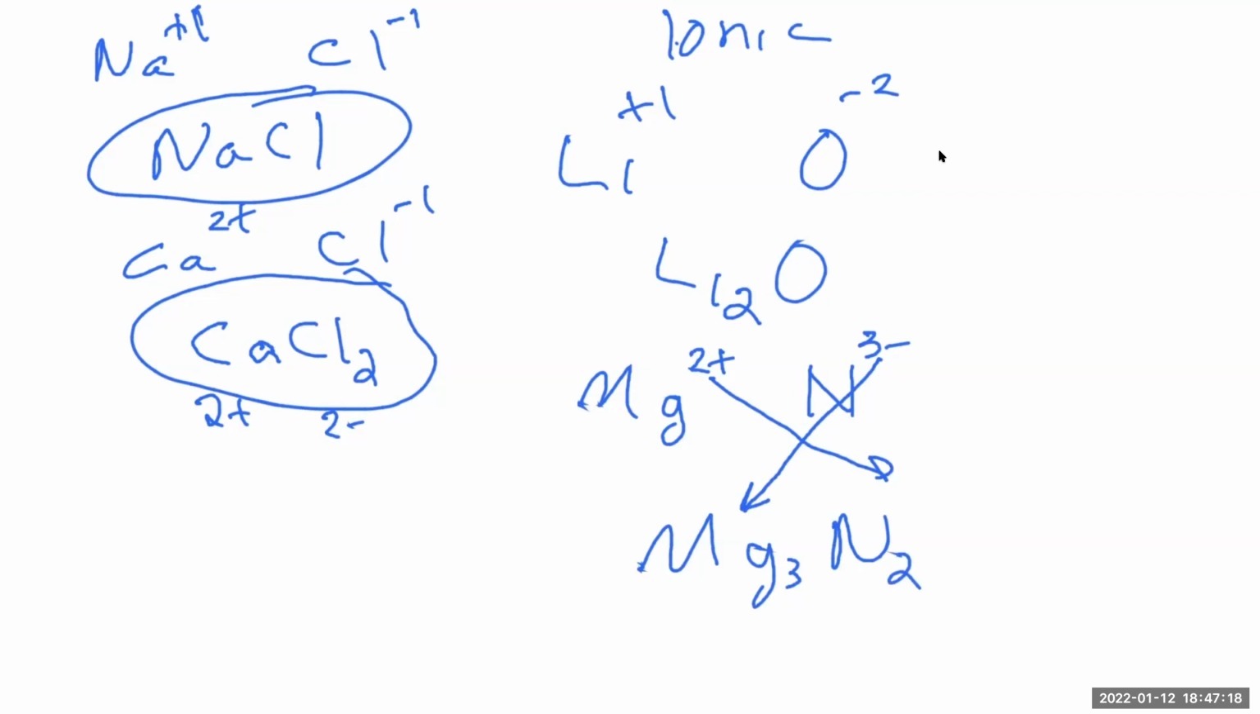Because magnesium is +2, right? So we have 3 of them, which gives us a total of +6. Nitrogen is -3, and -3, 2 of them gives us -6. That balances. But the easy way to do it is just crisscross them. Take the numbers, put them on each other's side, and you'll end up with a balanced compound.